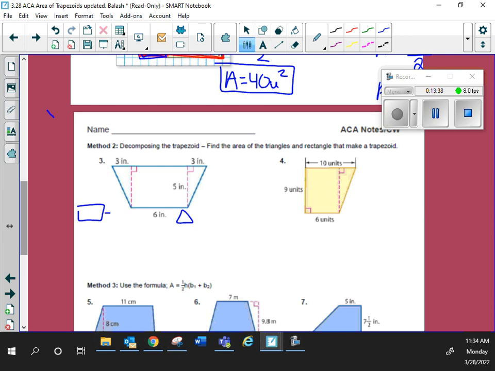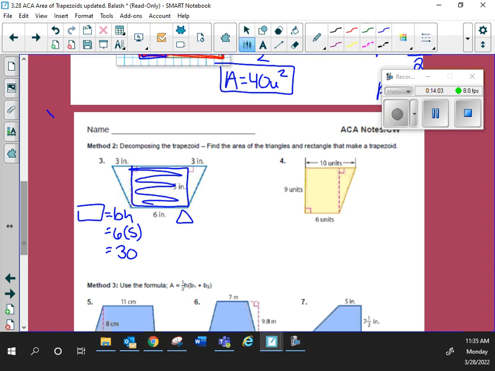Okay, starting with my rectangle, what's the formula for a rectangle? A equals BH. For this rectangle, what is my base and what is my height? 6 times 5. What's 6 times 5? 30. Thank you so much. Okay, so we have figured out this blue space. Are we good with that? Okay, now we need to look at the triangle.